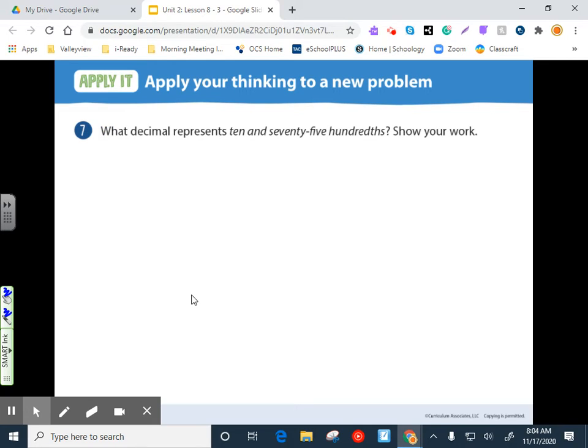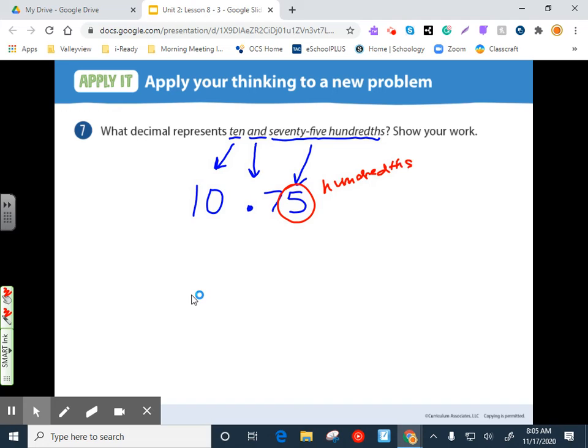All right, what decimal represents 10 and 75 hundredths? Well, let me do it this way. Underline 10. I know that's going to be 10 whole numbers, and it's my decimal point. Then 75 hundredths. That is just like that. Again, our 5 is in the hundredths spot. So I know I've written that correctly, and I say it correctly. So 10.75 or 10 and 75 hundredths.